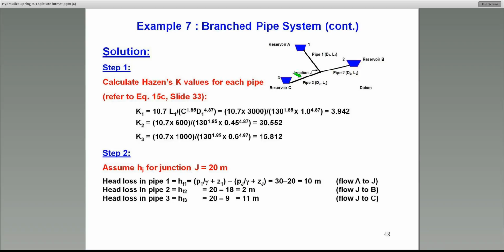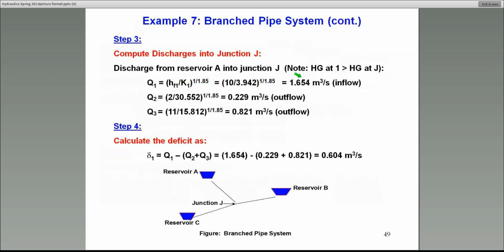And there are the values, 2 meters head loss for pipe number 2, and 11 meters for pipe number 3, which is from flow from J to C, reservoir C. Once I get those head losses, I can calculate the flows.